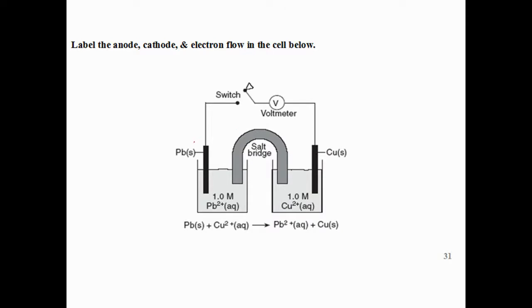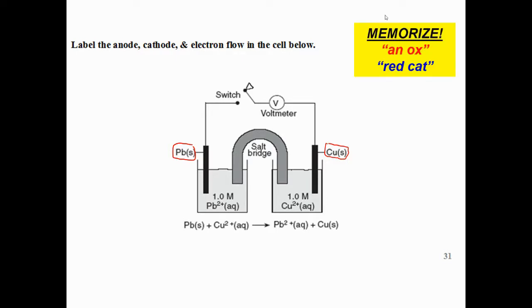Okay, let's analyze another battery. We've got another voltaic cell or battery that's made of lead, that's one metal, and copper. Our lead metal is in probably a lead sulfate solution. Copper metal is in a copper sulfate solution. So we got copper and copper ions, lead and lead ions, but we got to figure out which is the anode, which is the cathode, and where the electrons are flowing, just for giggles. You got to know AN OX and RED CAT, and you got to know table J.